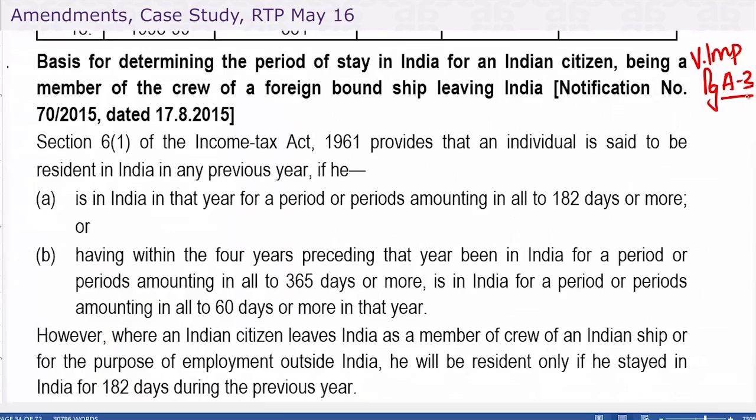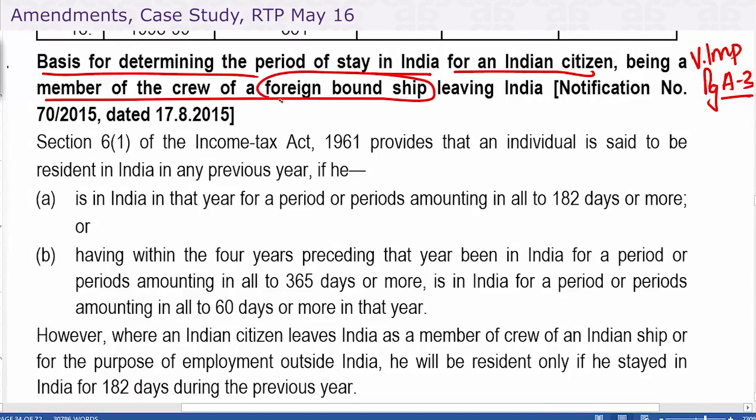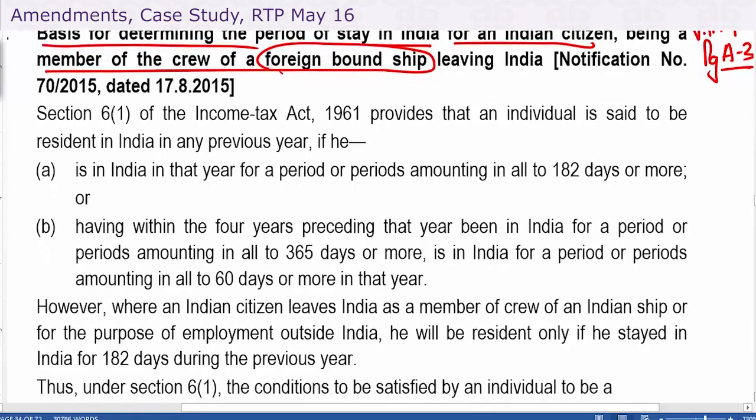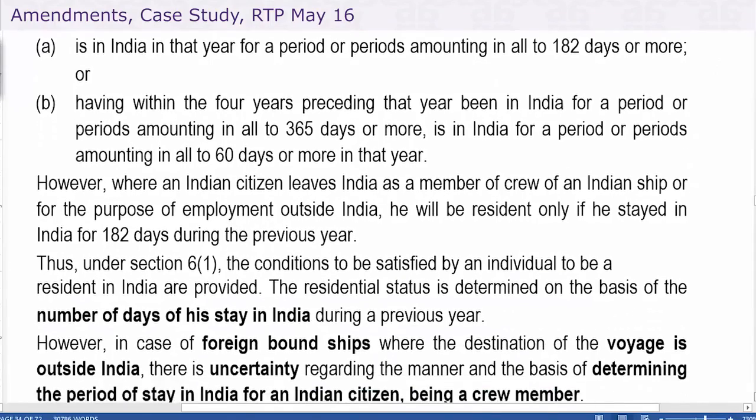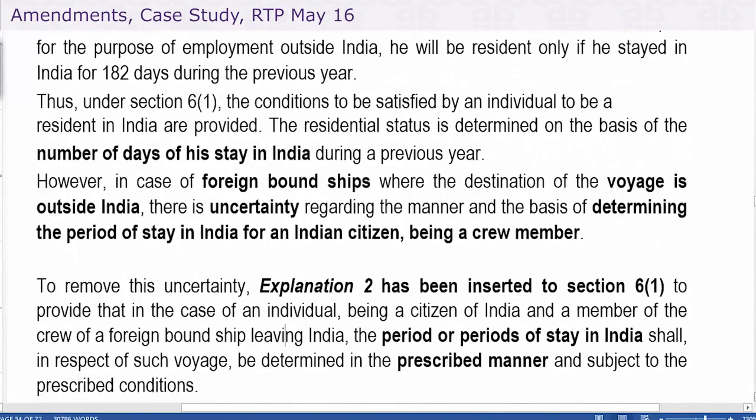So now he says the basis for determining the period of stay in India for an Indian citizen being a member of a crew of a foreign bound ship, and I am repeating again, he is not saying foreign ship. This is the law as was. There is nothing different over here. He is only saying that Indian citizen who leaves India, we will take only 182 days, so you can ignore that. Now let's start from the analysis.